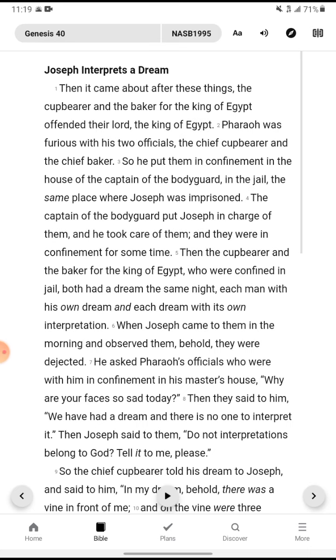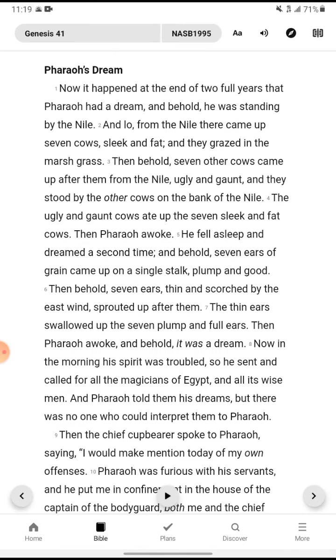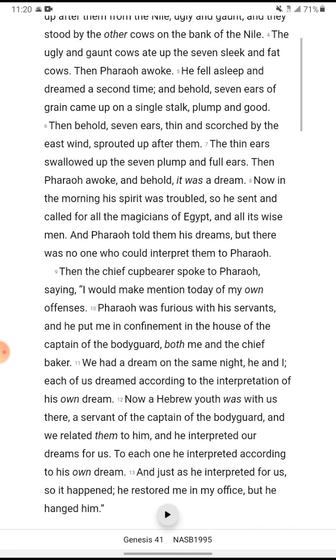Now, Joseph is in prison, and we aren't told what age he was when he served in Potiphar's house or how long he served there, and we aren't told how old he was when he was thrown into prison. Okay, however, here in chapter 41 of Genesis, verse 1, we see, "Now it happened at the end of 2 full years that Pharaoh had a dream, and behold, he was standing by the Nile." So as you guys know, this is the famous story of Pharaoh dreaming of the 7 years of plenty and the 7 years of famine, and Joseph interprets it for him.